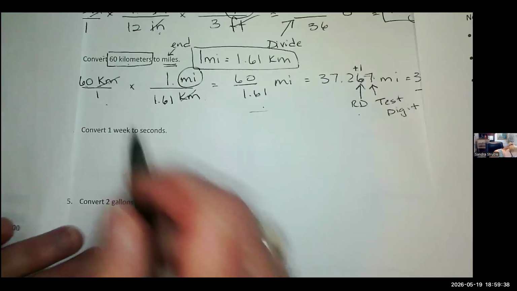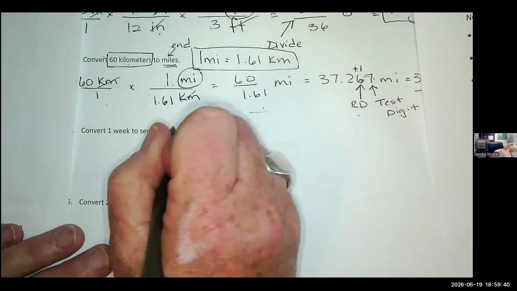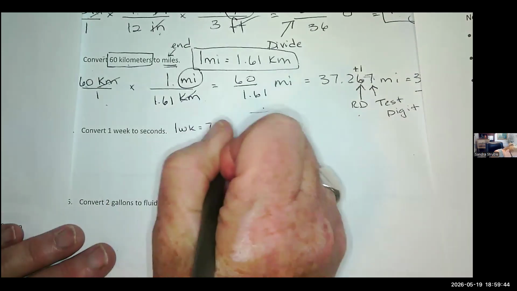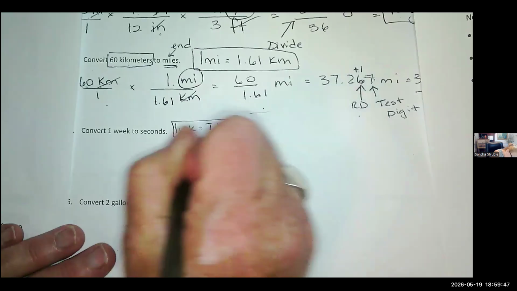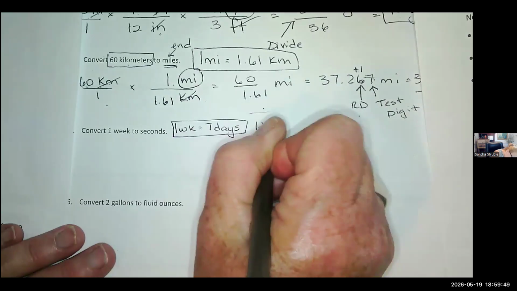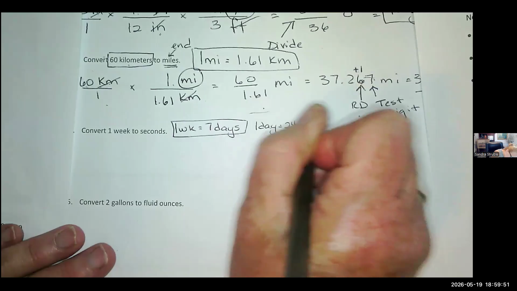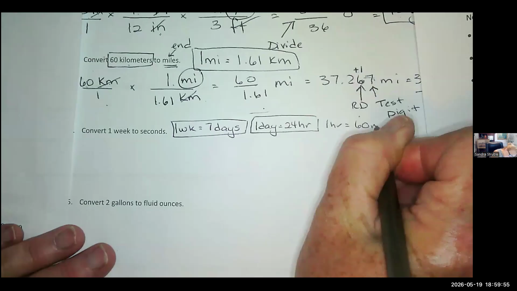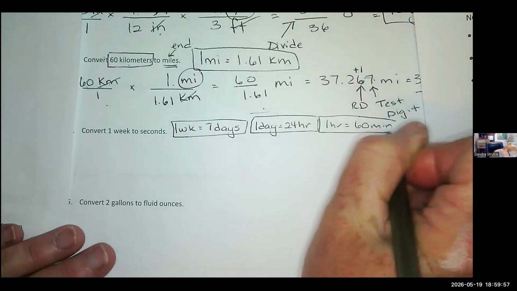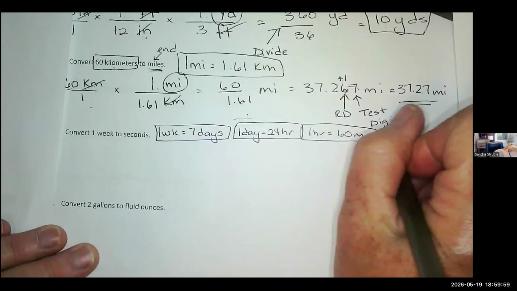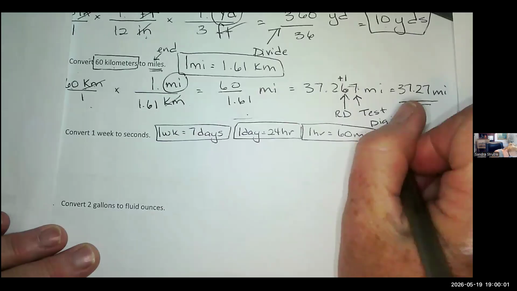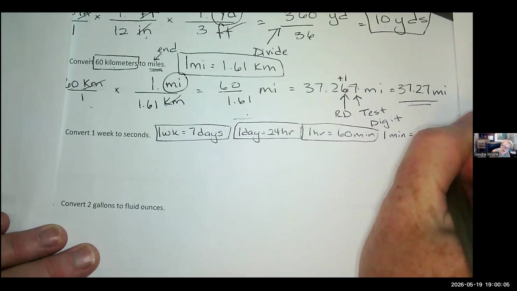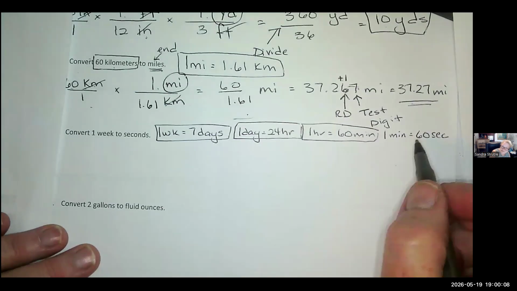So 1 week is equal to 7 days. There's 1. 1 day is equal to 24 hours. 1 hour is equal to 60 minutes. And then the last conversion I need is 1 minute is 60 seconds. Now, I told you that M is meters and MI is miles. MIN is minutes.